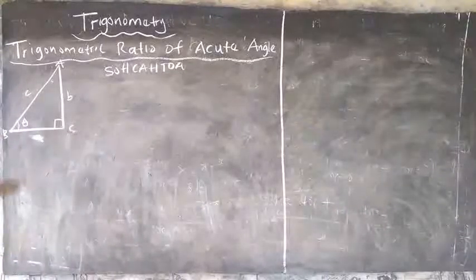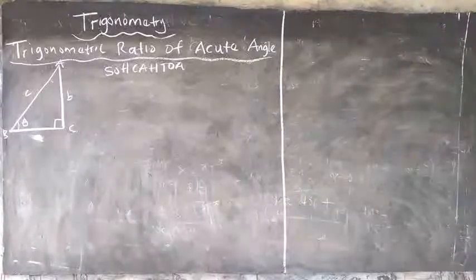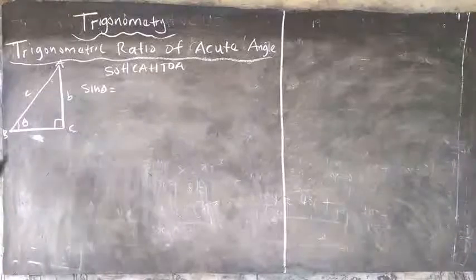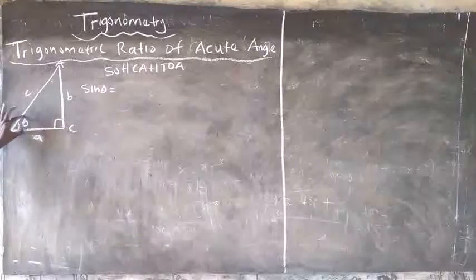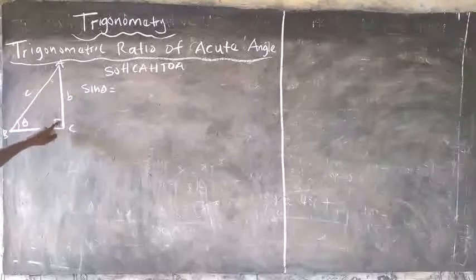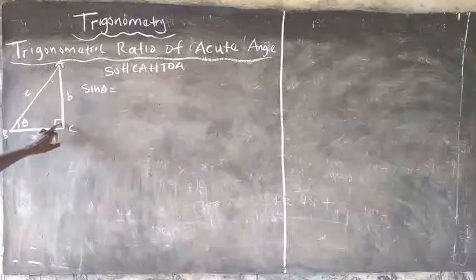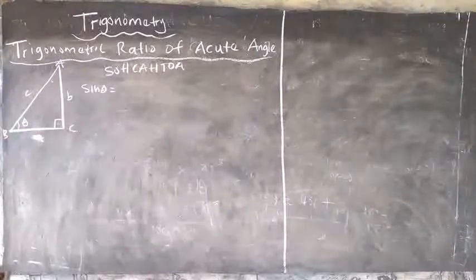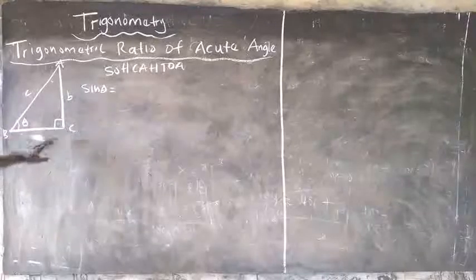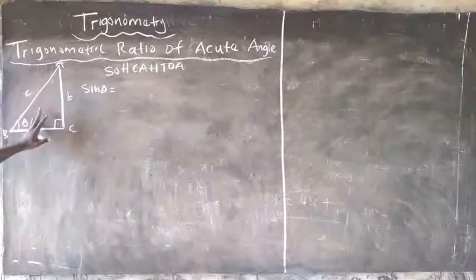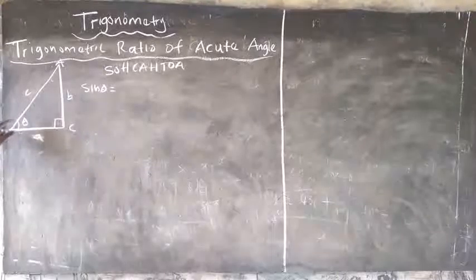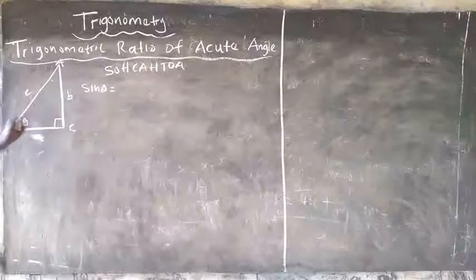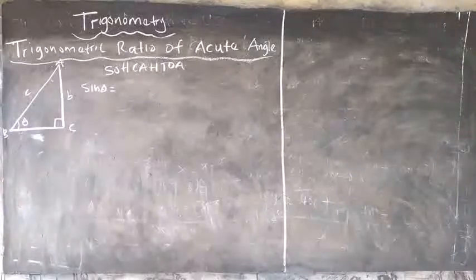So here I'll be looking at sine theta, cos theta, and tan theta. Don't forget, let me explain this before I go into it. Anywhere this angle is facing is the opposite, and anywhere this right angle is facing is always the hypotenuse, which is always the longest side of the triangle, while the other part is the adjacent. So let's go.